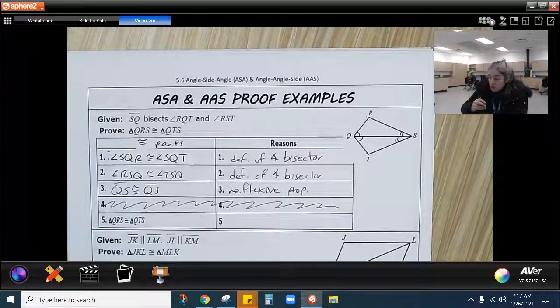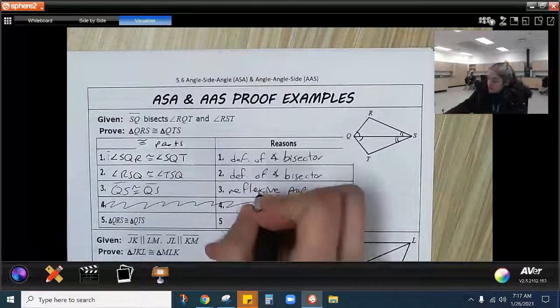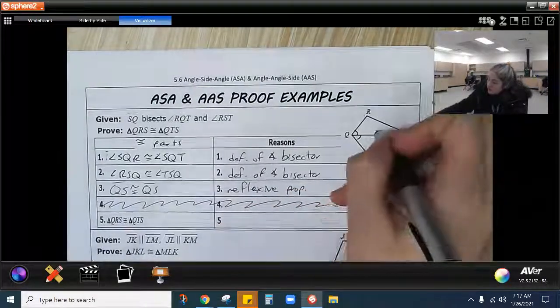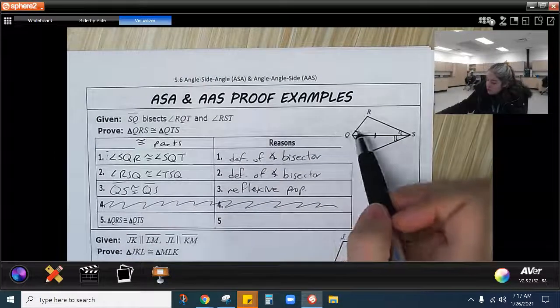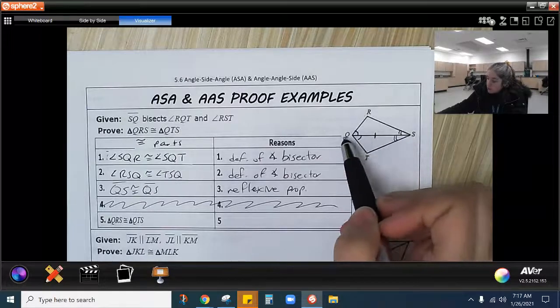Or identity statement, whichever you prefer. I like reflexive property, as you can tell. So now, mark it if you know it. So now we've got triangle QRS is congruent to triangle QTS.